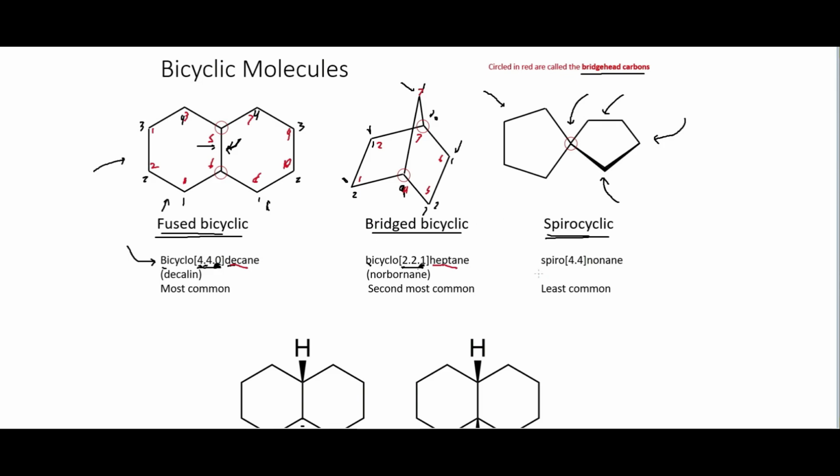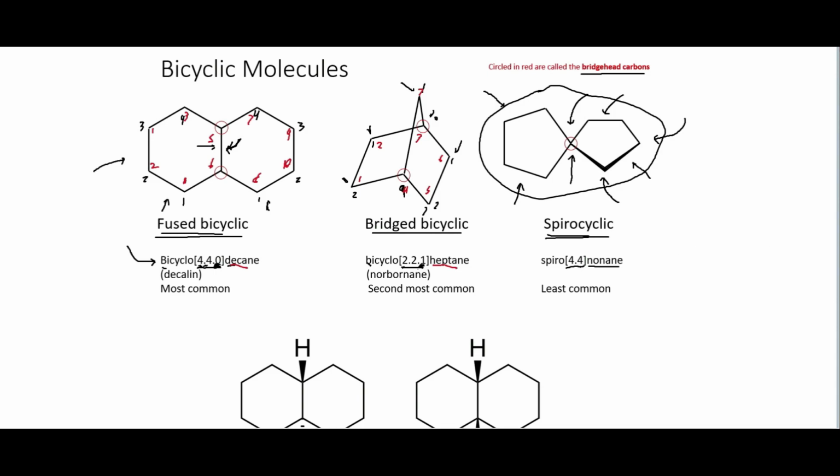So we see with the spiro here that we now just have 2 numbers in the square brackets, and that's because there is just a single carbon shared between them, and so there isn't going to be a third number because there's never going to be any other carbons in the middle there. And so this ring has 4 non-shared carbons, this ring has 4 non-shared carbons, so it's spiro 4,4 nonane, where between all of the carbons on here, there's going to be 9 of them, and so it is the nonane backbone there.